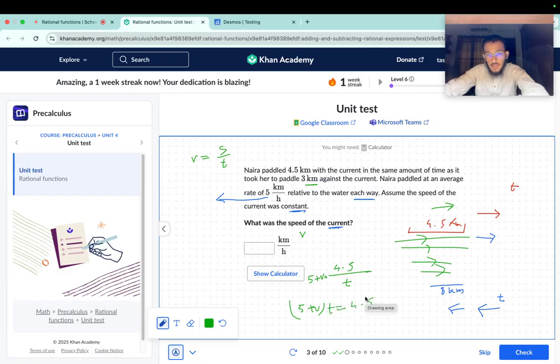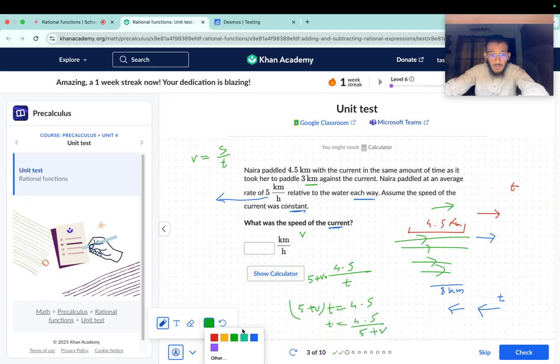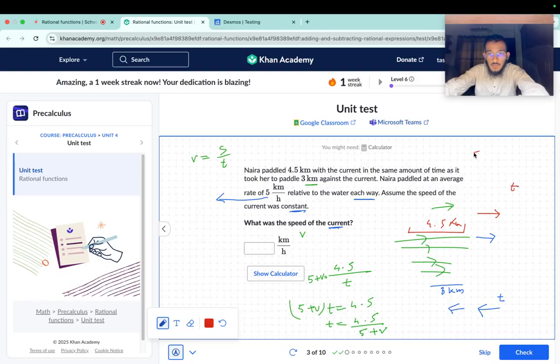And we're interested in finding the speed of the current, so we will make t the subject here: t equals 4.5 divided by 5 plus v. Now, in the opposite direction, we use the same formula, but this time it will be 5 minus v, because they are opposite.